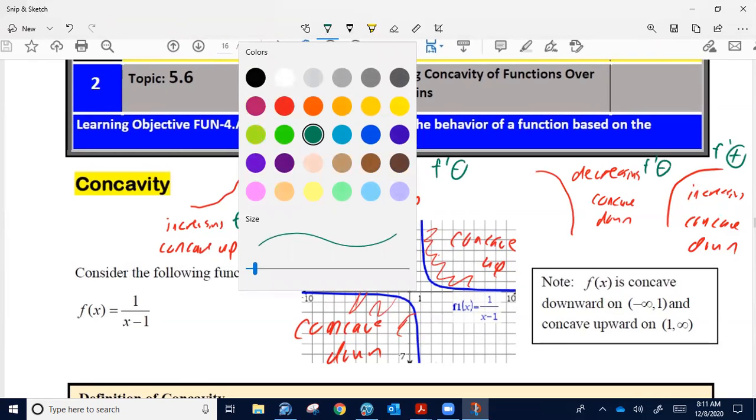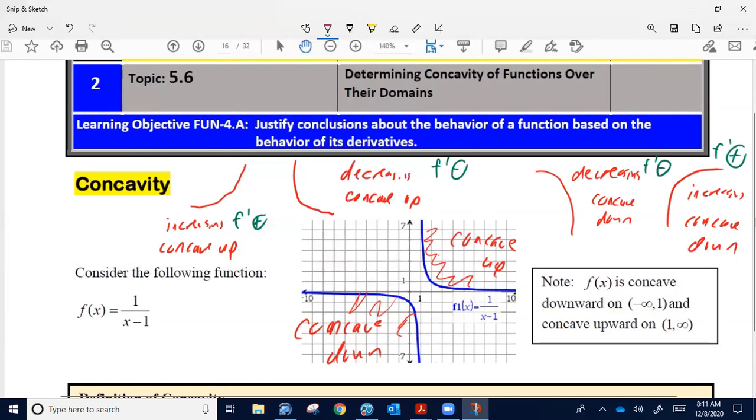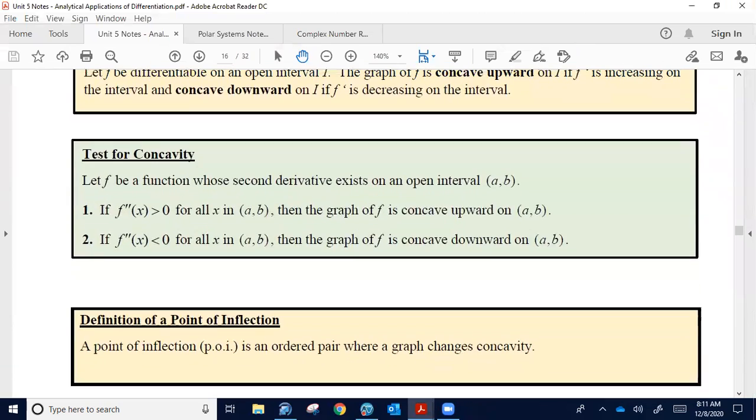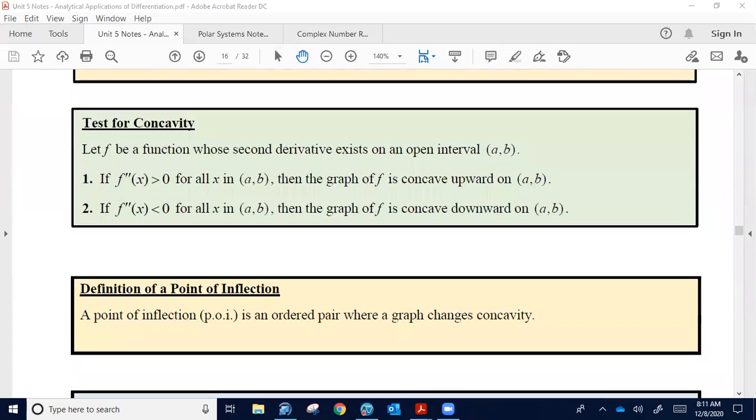Concavity now, this new piece relates to the second derivative. Concave up means the second derivative is positive, while concave down means the second derivative is negative. So those are the 4 possibilities. If you compare the first and second derivatives, you can get these different shapes. And that's what this piece is discussing.